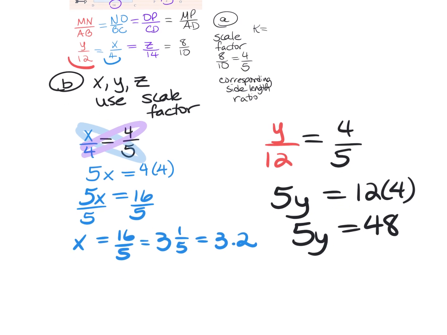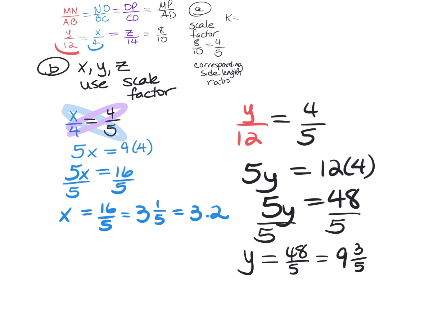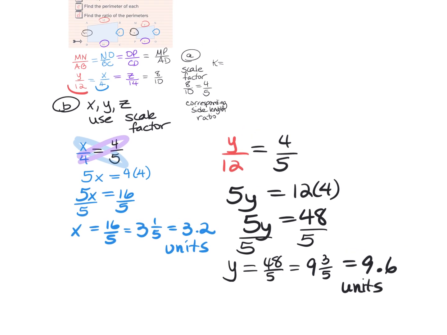I need to divide both sides by 5. 5 will go into 48 9 times with 3 left over. I can make it a decimal, and it's 9.6. Now these are all units. If this would have been labeled with inches or centimeters, then I would put that unit, but it didn't have any kind of measurement in the picture, so I'm just going to label it as units.